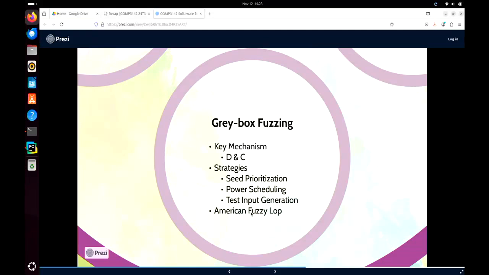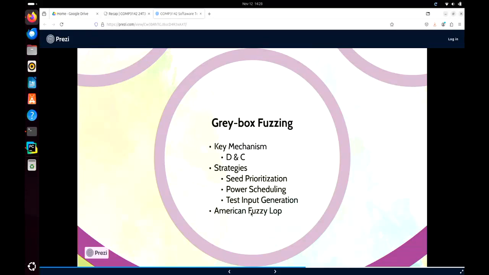And there are several key strategies we need to care about when we do gray box fuzzing. They are seed prioritization, which is related to which seed we should collect next, and power scheduling, which is related to after collecting one seed, how many new test inputs we should generate based on this seed. And after that, we also learned how we could generate new test inputs.